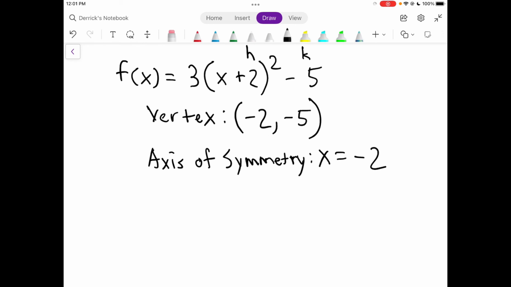Finally, I'd want to determine if this function has a minimum or a maximum value, meaning I need to determine if this opens up or opens down. Well, my a value here is a positive 3, and so because a is positive, meaning it is greater than 0, that means this graph will open up. And if this graph opens up, that implies that we will have a minimum point. I don't know how to spell minimum apparently.